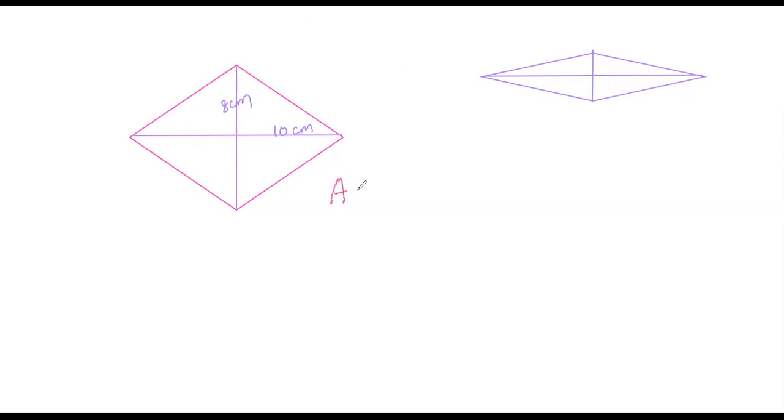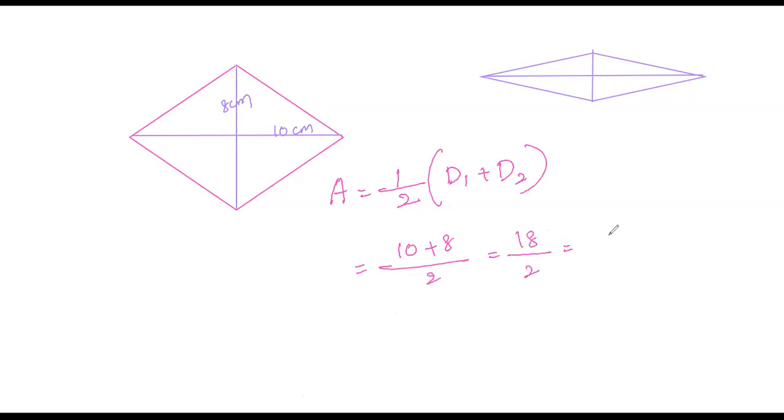In this case, what formula do you need to use? I'm just using d1 plus d2, diagonal 1 plus diagonal 2. You add the diagonals and then divide by 2. What might be the answer then? 10 plus 8 divided by 2. I hope you got this. 9. I hope you got the answer.